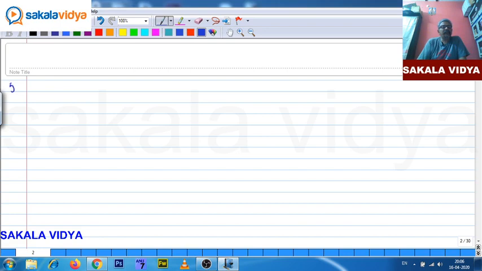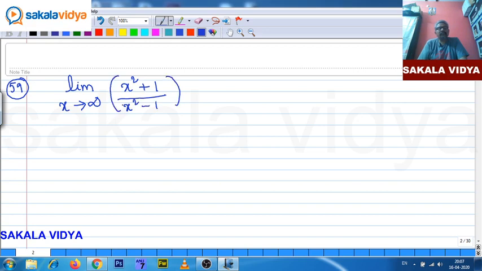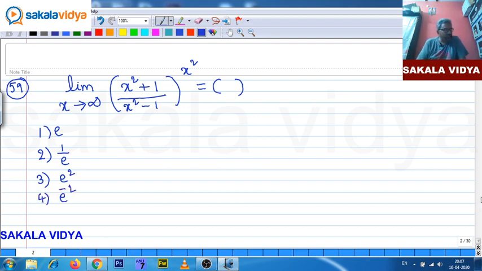Next, 59. Limit x extends to infinity, (x square plus 1 upon x square minus 1) raised to x square equals to. First option is e, second option is 1 by e, third option is e square, fourth option is e to the power of minus 2. So, this is the question.